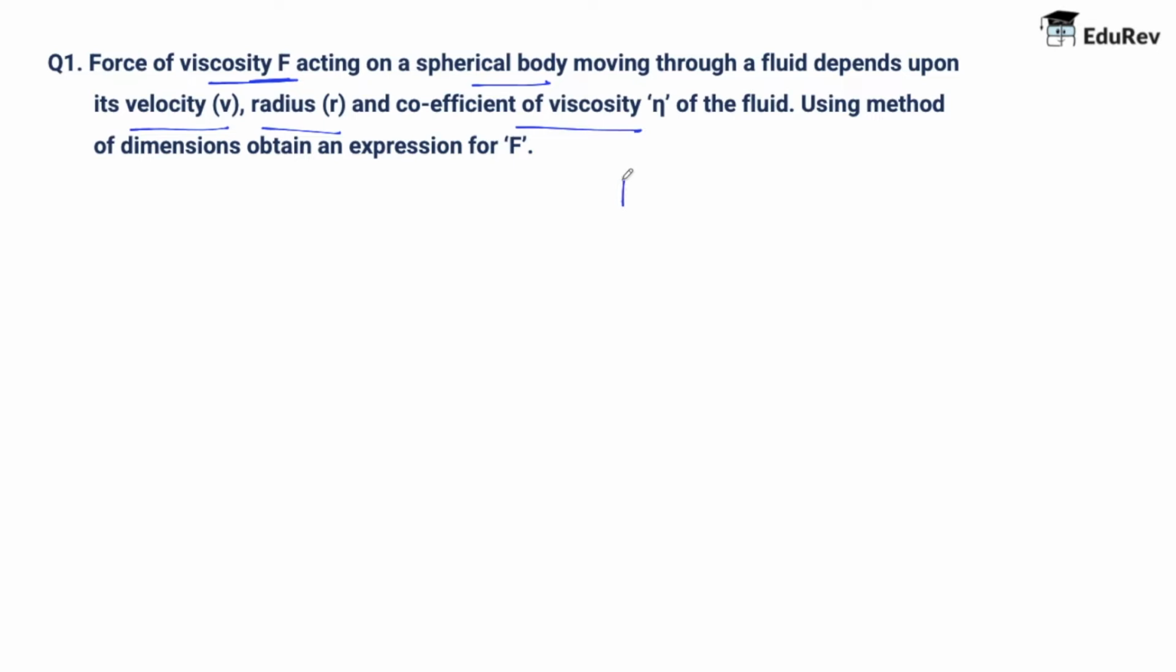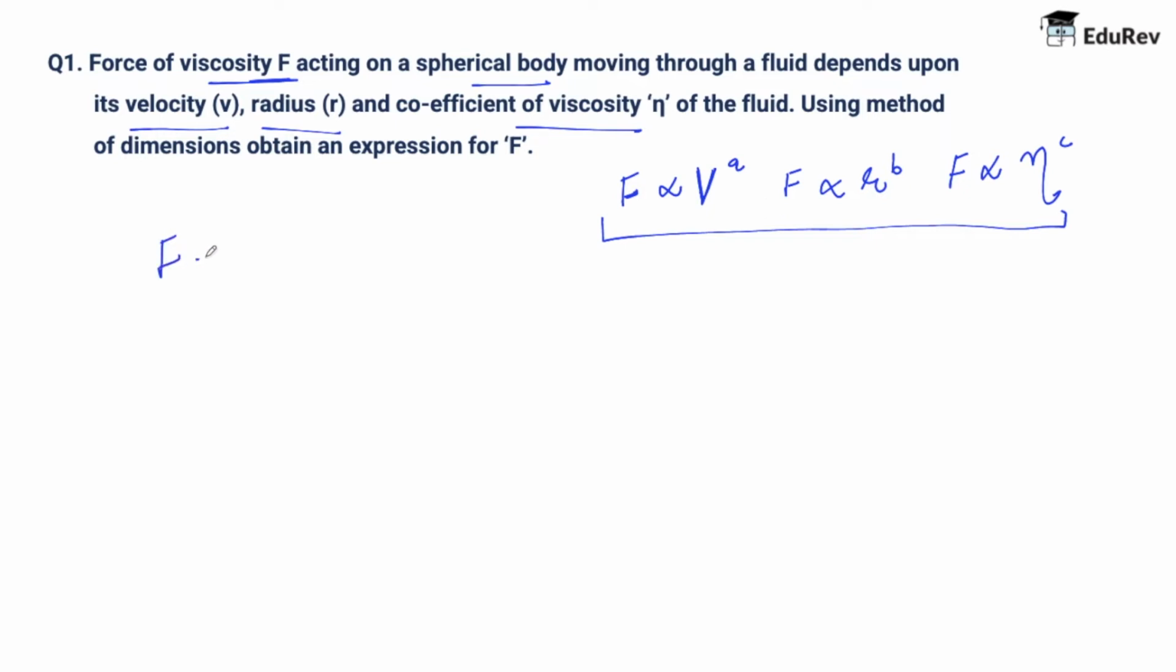Now in the question it's given that F is directly proportional to V. Now I do not know what power of V it's directly proportional to, so I'll assume it's a. Similarly, it's given that it is directly proportional to R, that is radius, so I'll take the power of radius as b. And it's also given that F is directly proportional to the coefficient of viscosity, that is eta, and the power is going to be c. So now, according to these three, I'm going to write that F equals K V to the power a, then this, and then finally this.